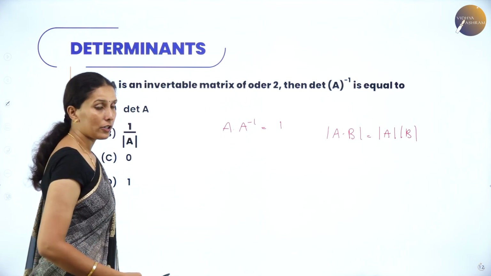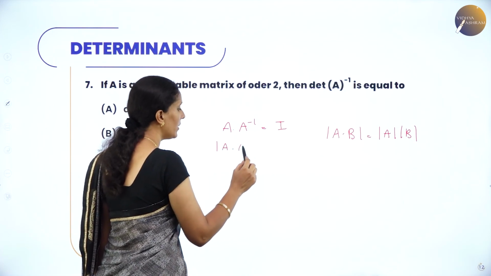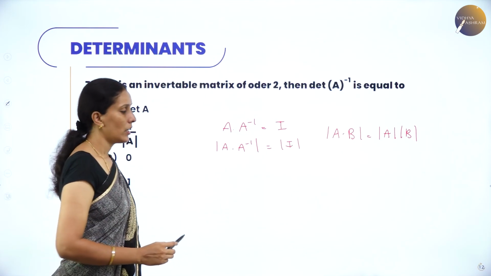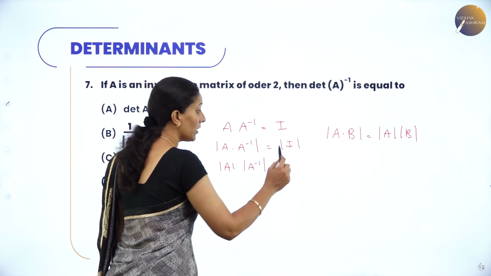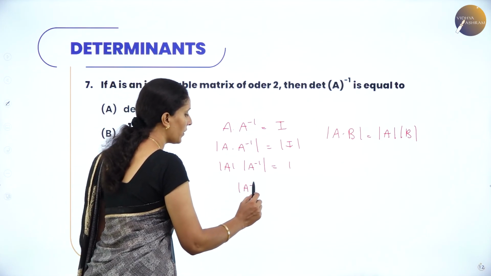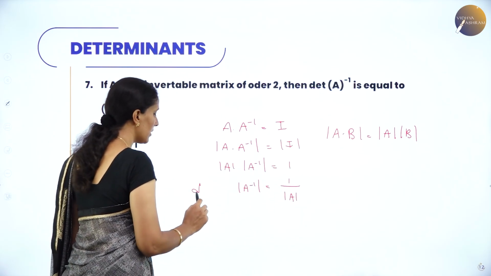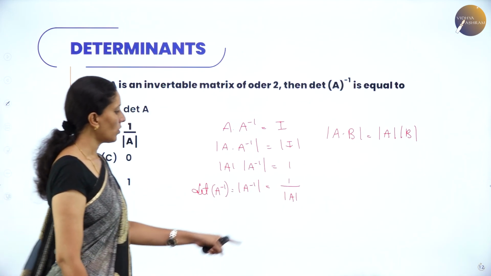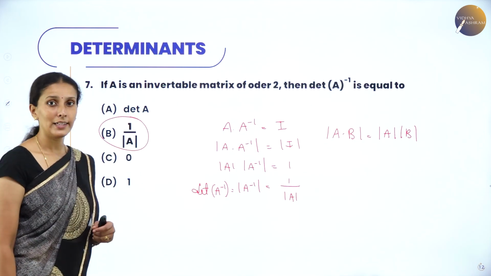If you apply the determinant on both sides, determinant of A into A inverse is equal to the determinant of the unit matrix. So this can be written as determinant A into determinant of A inverse. The determinant of the unit matrix is always 1. Now this means the determinant of A inverse is 1 over determinant A. So which is 1 over determinant A. Hence option B is the correct answer.